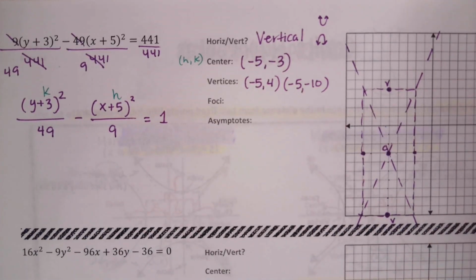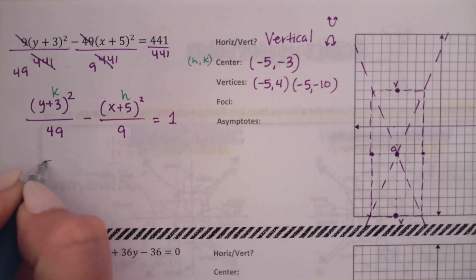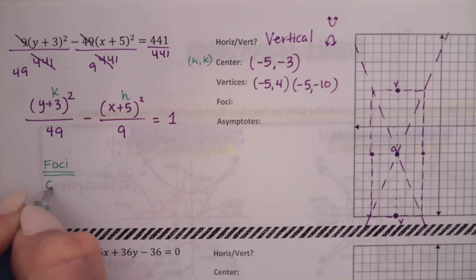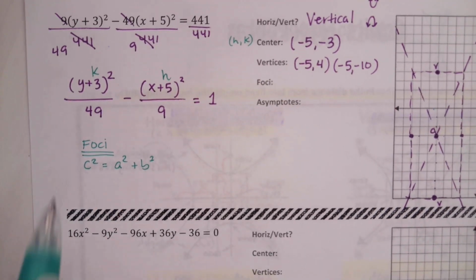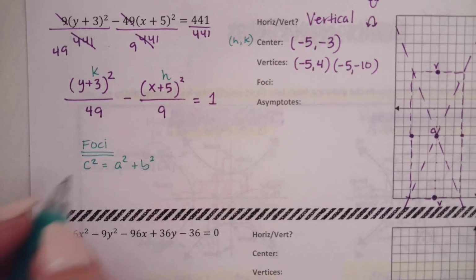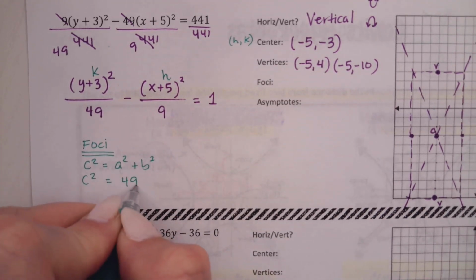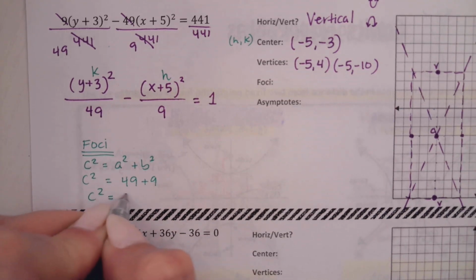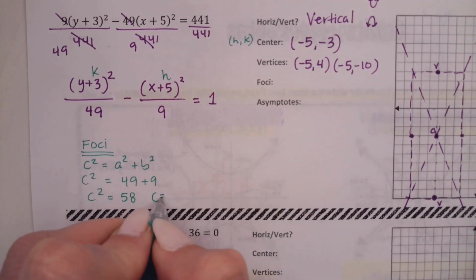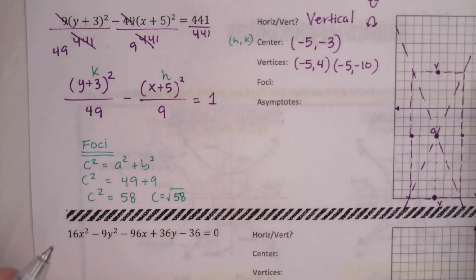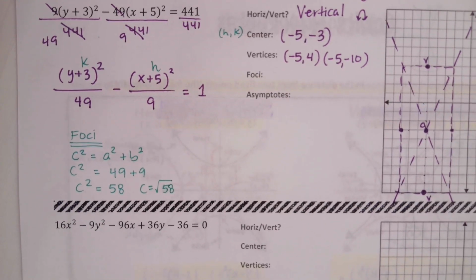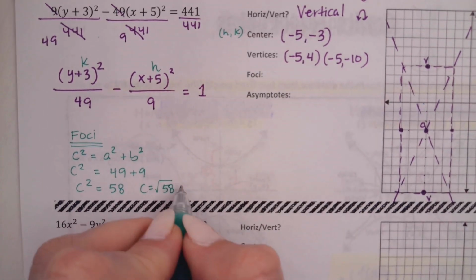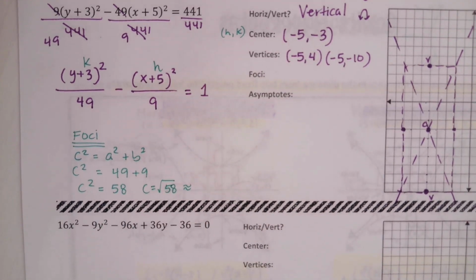To find the foci, we need to find c first, which is our focal length. That's going to be c squared equals your a squared plus your b squared, which is just adding your two denominators, 49 and 9. So c squared equals 58, which means c equals the square root of 58. And I don't think that simplifies because 2 and 29 are the only factors, and both of those are prime. But we do need an approximation so we can graph it. 7.6 sounds great.